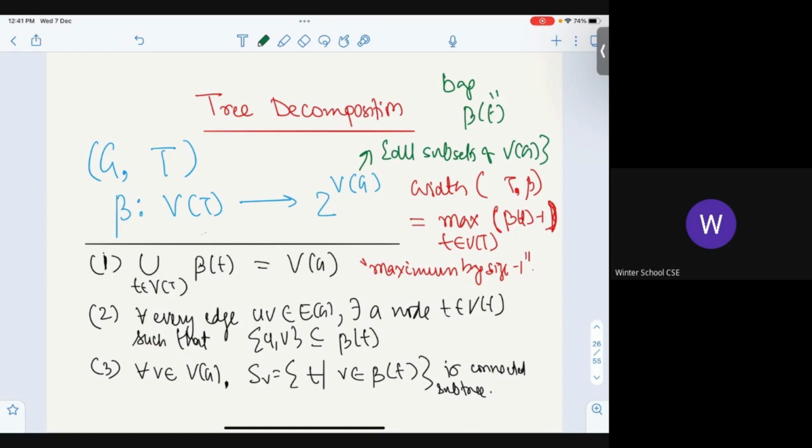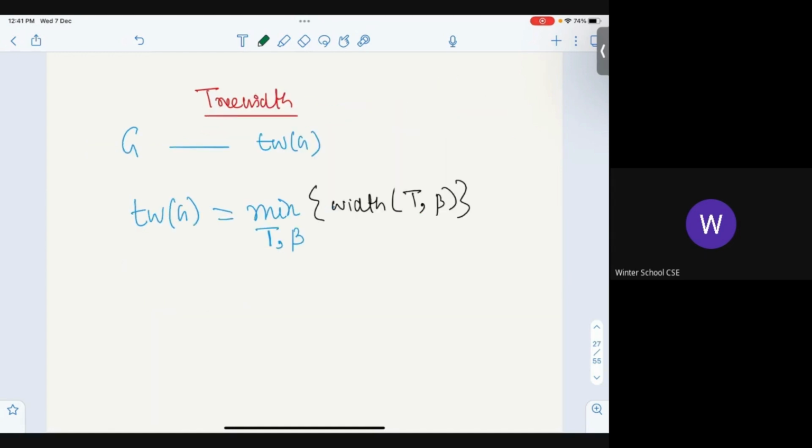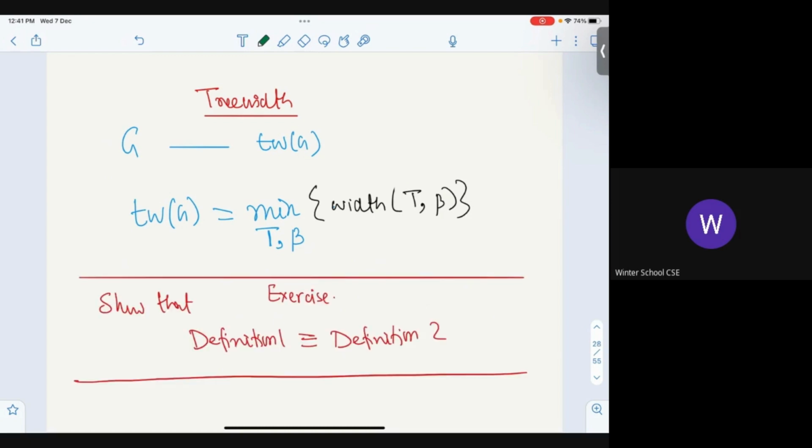Okay. And then what is the tree width of a graph? Same thing. We can define the tree width of G as the minimum over t comma beta of the width of t comma beta. So you choose your t, you choose your beta function, and do this. Now I have defined tree width in two ways. The next question or exercise is that definition 1 and definition 2 are equivalent.